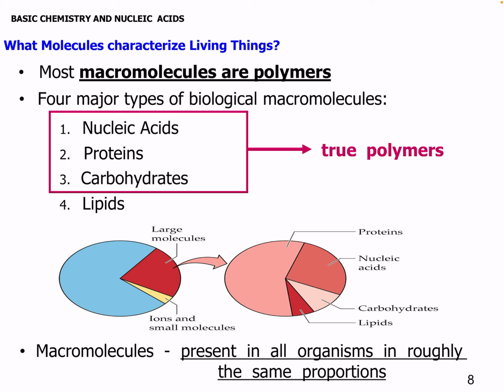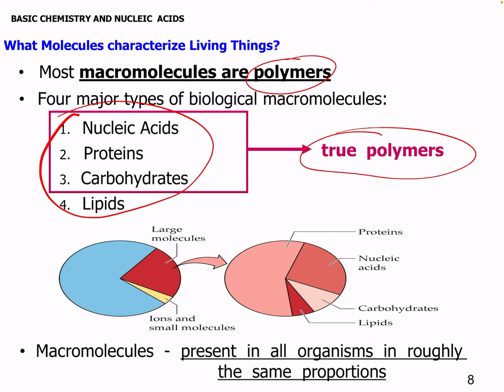So, most macromolecules are polymers, made up of monomers, of course. There are four major types of biological macromolecules, which are the nucleic acids, proteins, carbs, and lipids. I would recommend memorizing that. But nucleic acids, proteins, and carbohydrates are the true polymers. Keep that in mind.